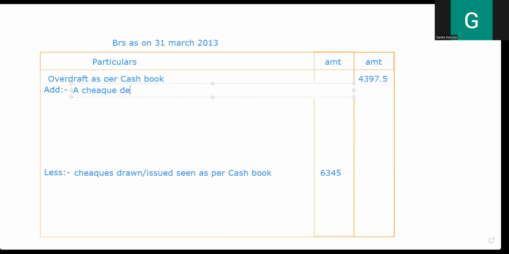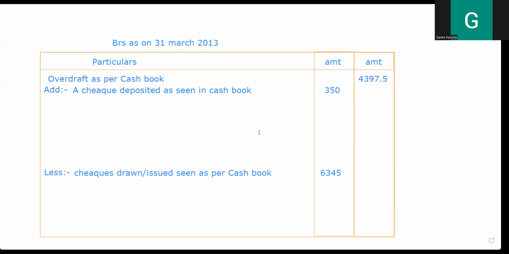So what I'm going to take it as, a check deposited as seen in cash book. So because it is appearing in the cash book, simply I'm also going to take the same thing into my this one. So 350, I'm done here.